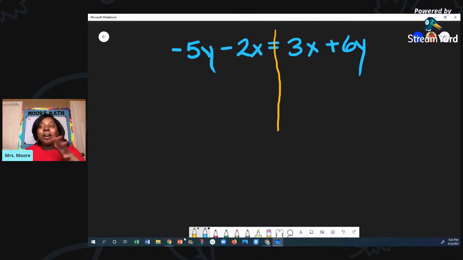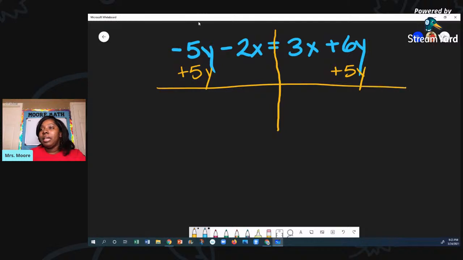As I said before, I always like to move the smaller number. But if you look at the x's, you have a negative 2x on this side, but you also have a negative 5y on this side, right? So at some point, you're going to have to work with a negative. I choose the bigger negative to move. That way, I'm just working with smaller negatives, okay? But you can move any one you want, okay? So the opposite of negative 5y is a plus 5y. So I'm going to add 5y to the left, and whatever I do to the left, I do to the right.